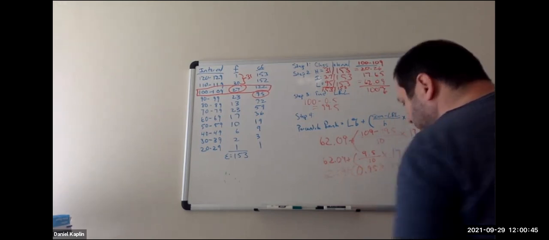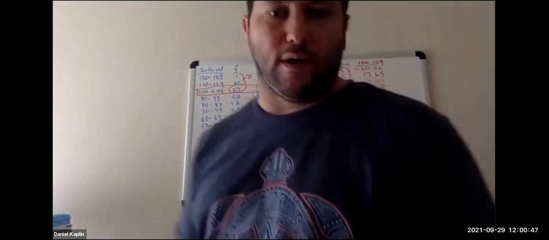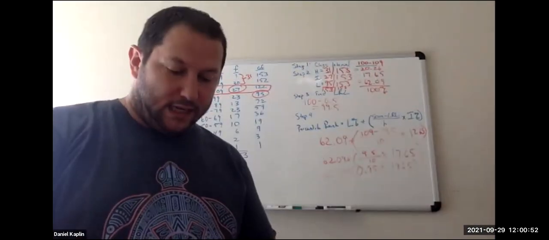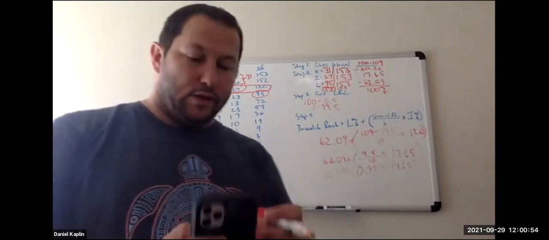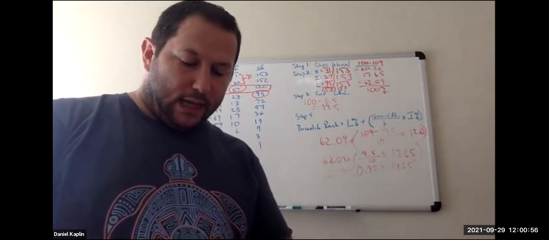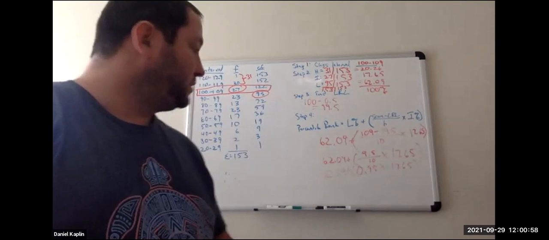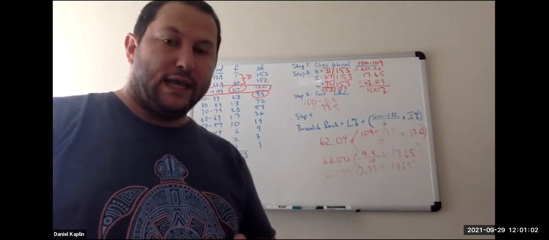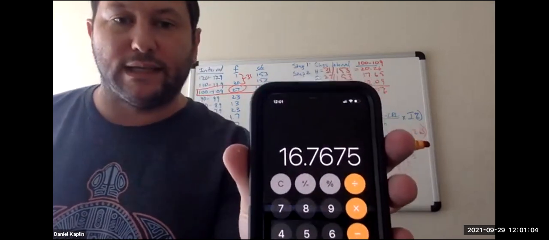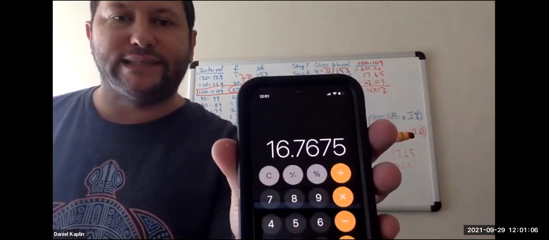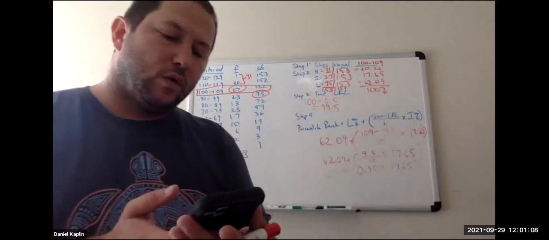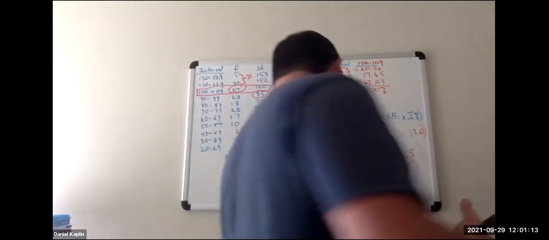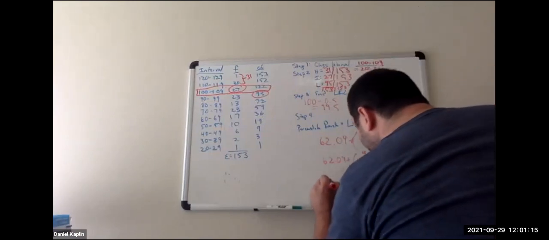17.65. Okay. Now this is at a point where I can't do the math in my head. So I'm going to go back to my handy dandy calculator and I'm going to do 0.95 times 17.65. And what am I going to get? I'm getting a number that looks like this, 16.767. So we're going to round that to 16.77.